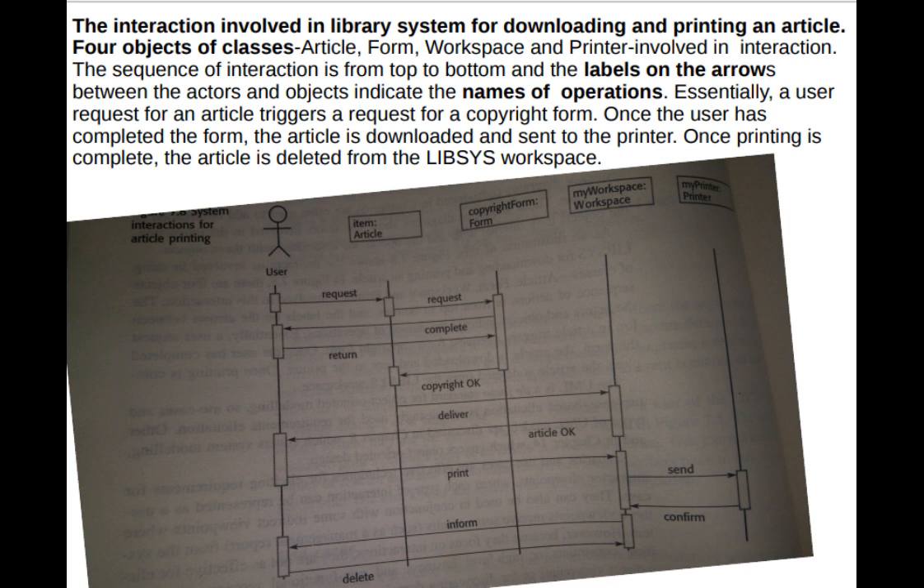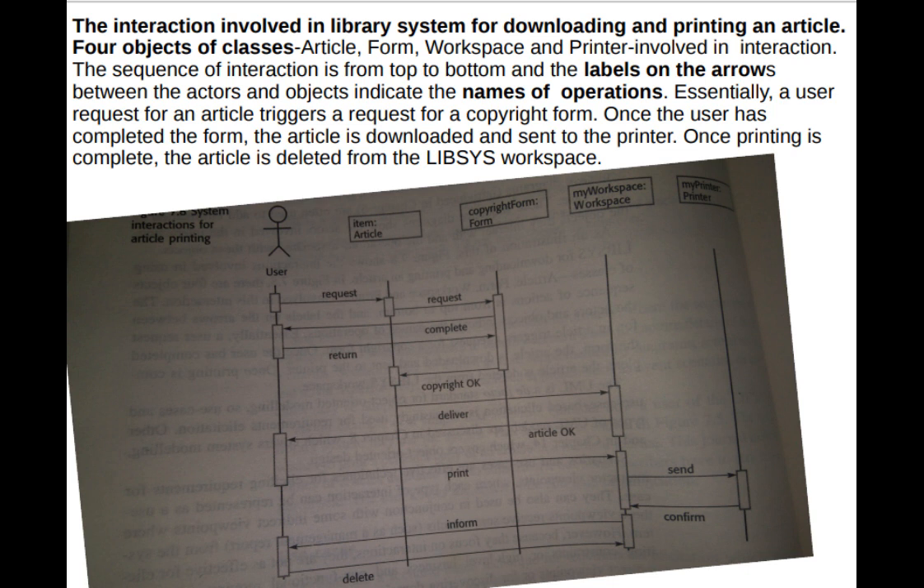So this diagram is the interaction involved in a library system for downloading and printing an article. Four objects of classes are article, form, workspace, and printer, which are involved in the interaction. The sequence of interaction is from top to bottom, and the labels on the arrows between the actors and objects indicate the names of operations.